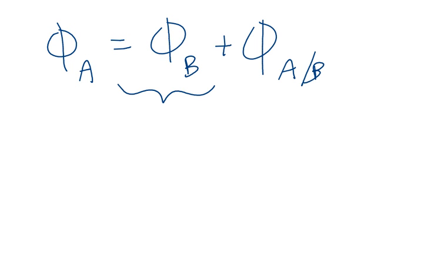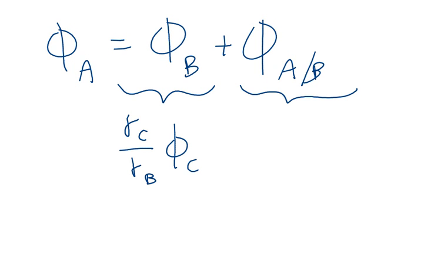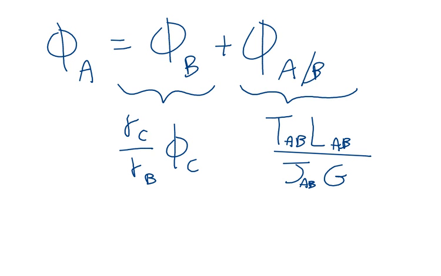We said the amount that B rotates by depends on the amount that C rotates by, right? So if you remember, that's the ratio, RC over RB times phi C, right? And the amount that A rotates by with respect to B is simply the torque in shaft AB, length of AB over J of AB, G of AB.